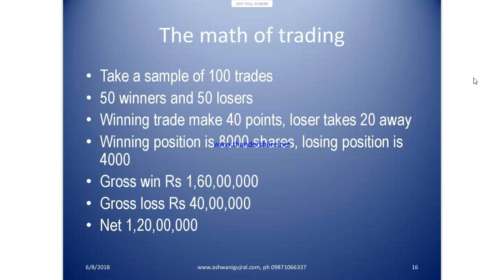Now the math of trading. Take a sample of 100 trades, 50 winners, 50 losers. A winning trade makes 40 points, a loser takes away 20. Again, this ratio can be much better. Winning position is 8,000 after adding to the position. So take an initial position of 4,000, then add 2,000, add 2,000.